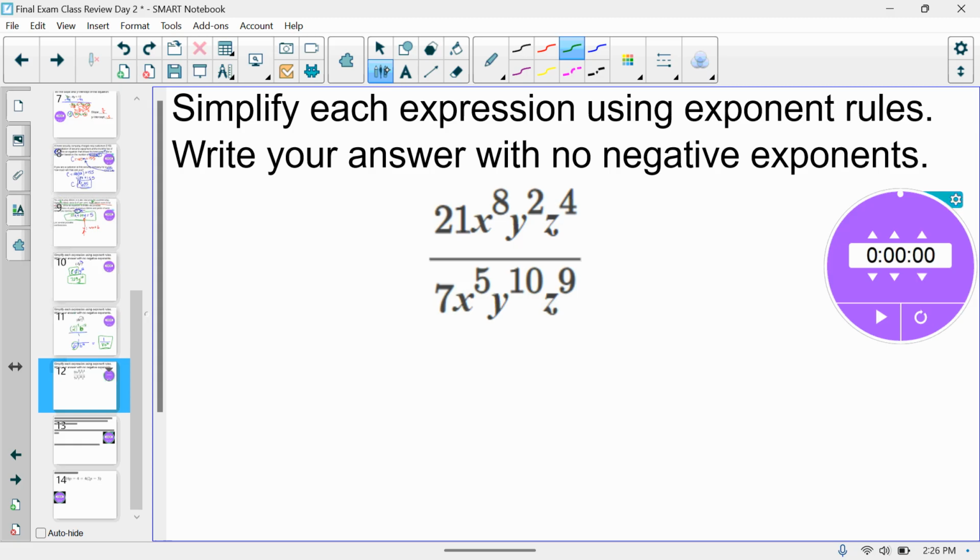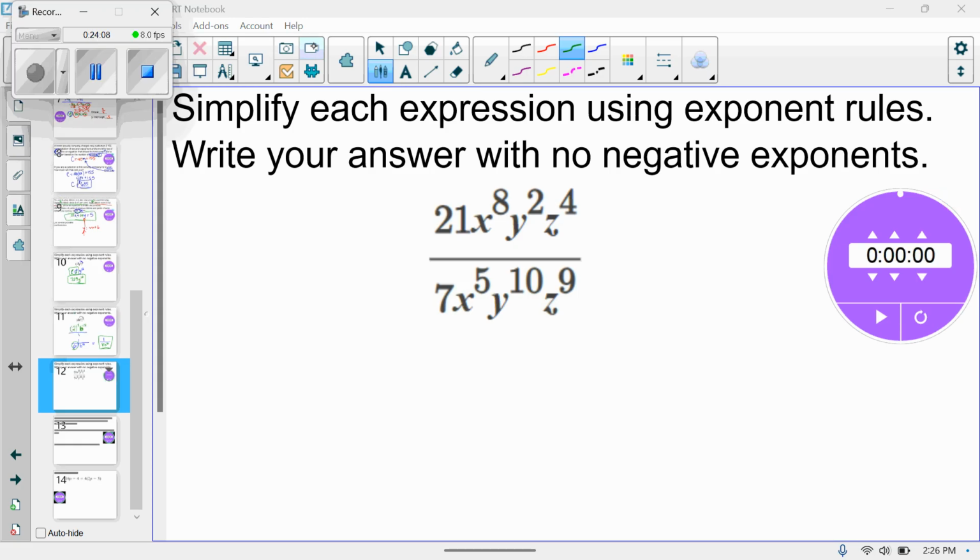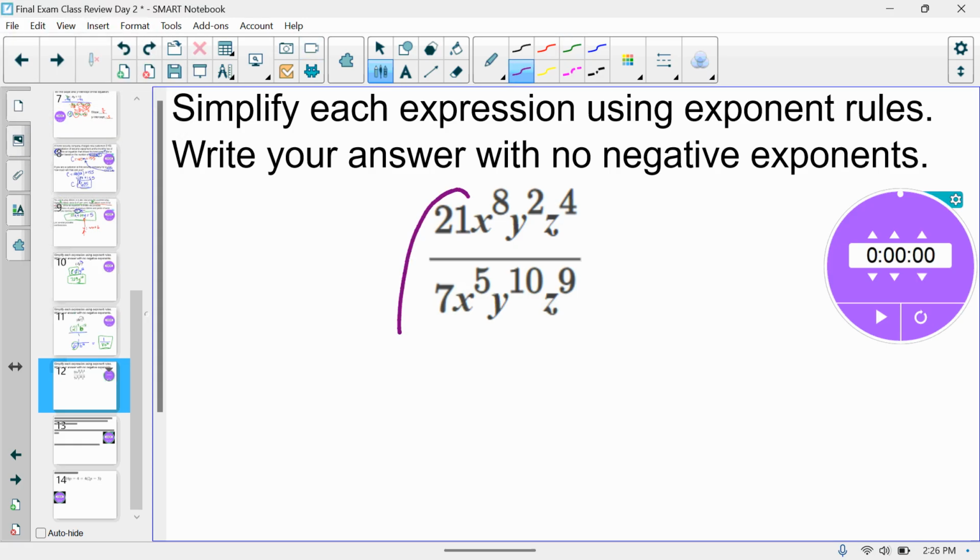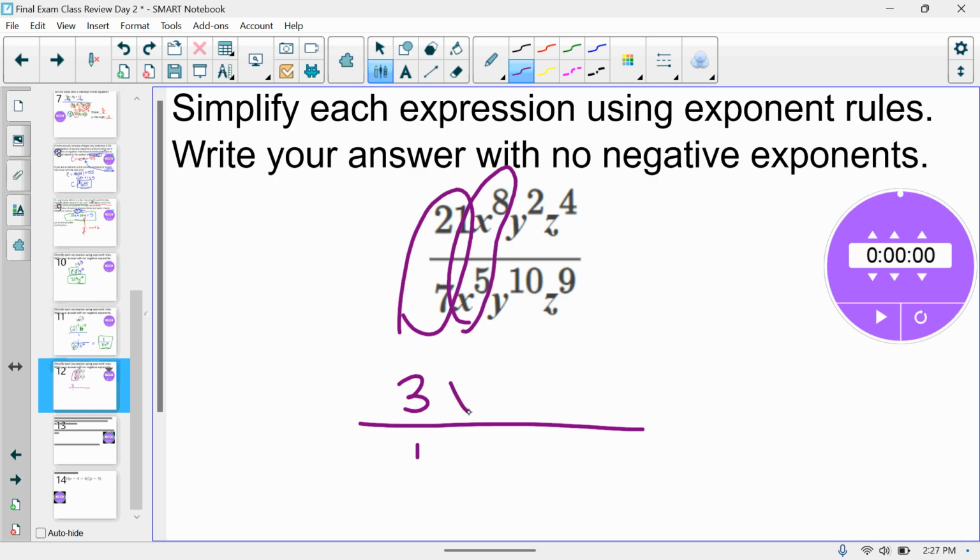Okay, the 21 divided by 7 part, those are just normal numbers. We just want to do 21 divided by 7. That's 3, or 3 over 1 if you really wanted to put the 1 there, okay? X to the 8th divided by x to the 5th. Did we remember that this is the rule where we subtract the exponents? So 8 minus 5 is 3. Remember, it goes in the numerator, okay? X to the power of 3.